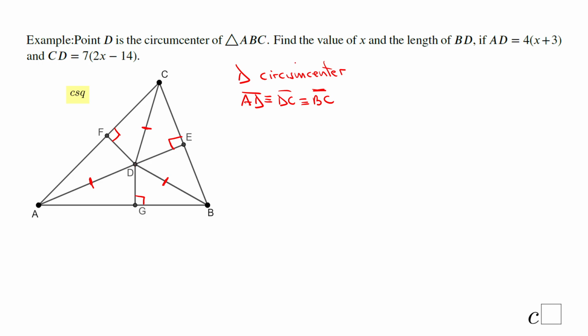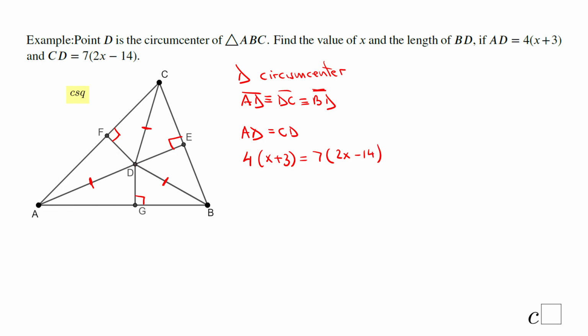So now we can use this first part of the statement and say, hey, AD, and I'm sorry I said here BC, it's BD. So we can say AD equals DC or CD, either way will be good. So now we have the equation that probably some people will start with: 4 times the quantity x plus 3 equals 7 times the quantity 2x minus 14. So we have to solve this equation to find the x.